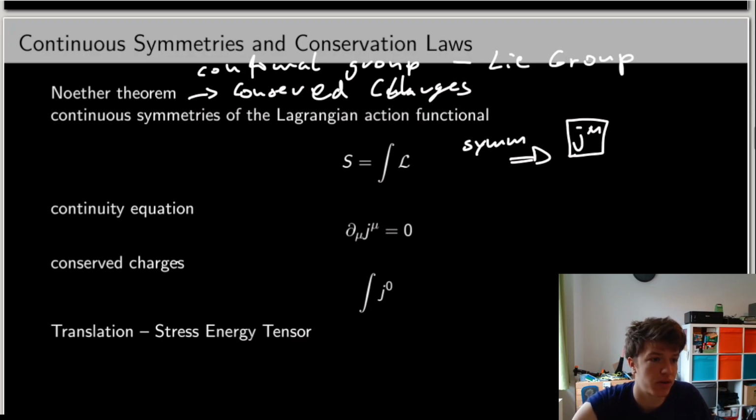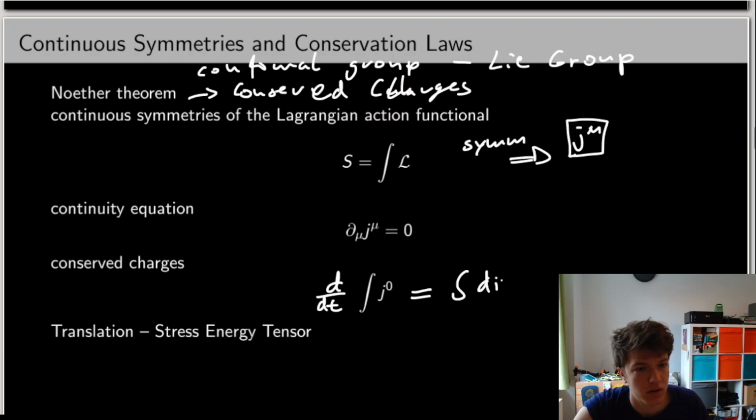and the charge is conserved because when you take the time derivative of the integral over the 0 component of J, that would be equal to the integral over the divergence of J^k, where k are the 1, 2, 3 indices, and this gives 0 because we assume that the J^k will fall off to infinity.